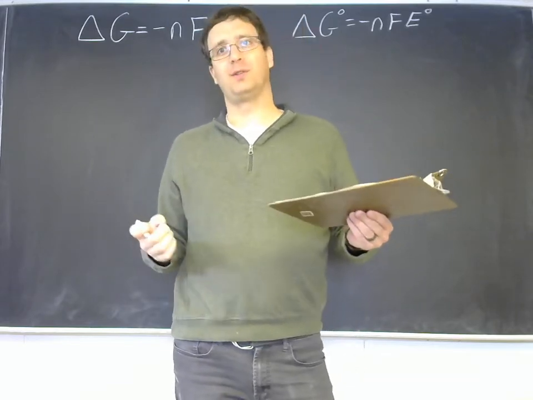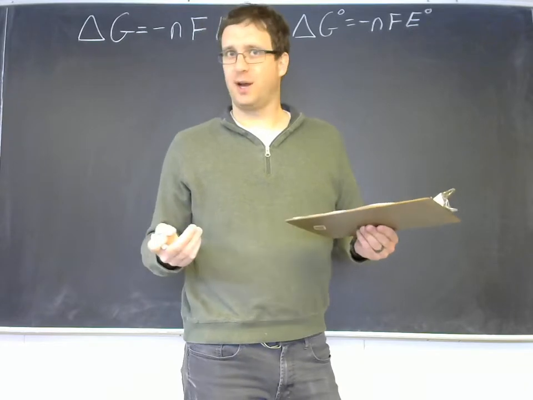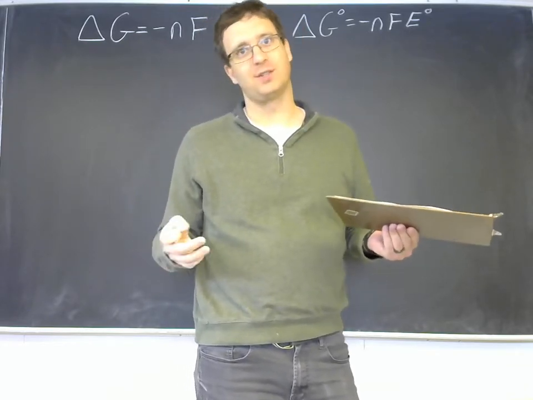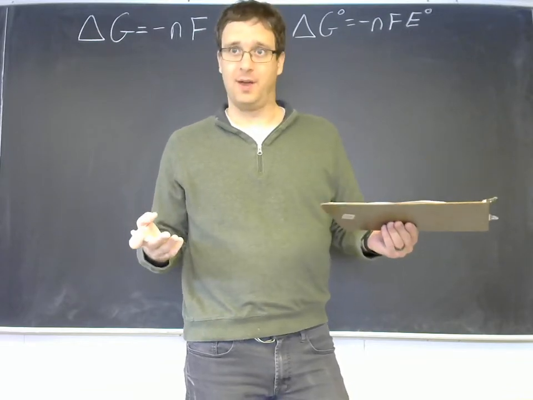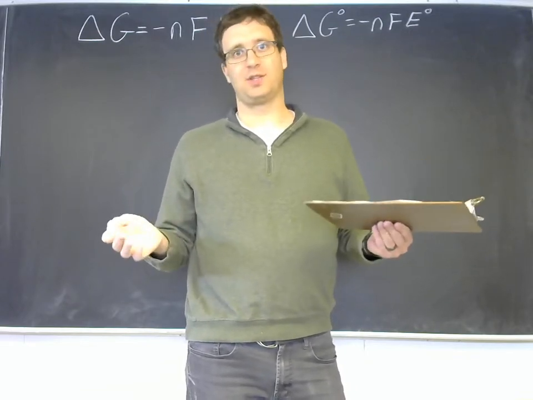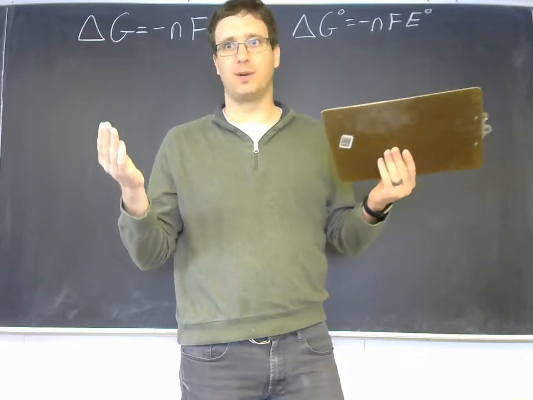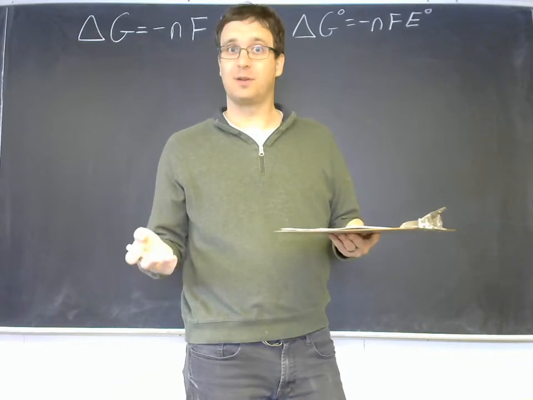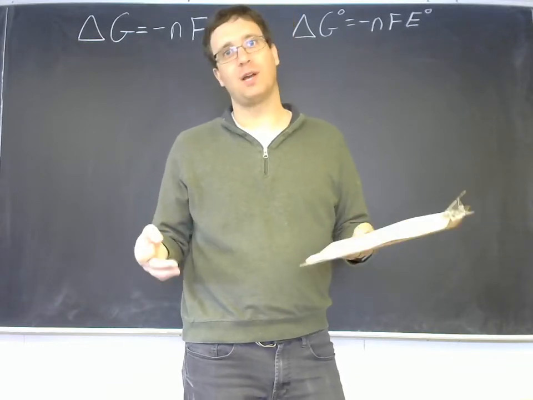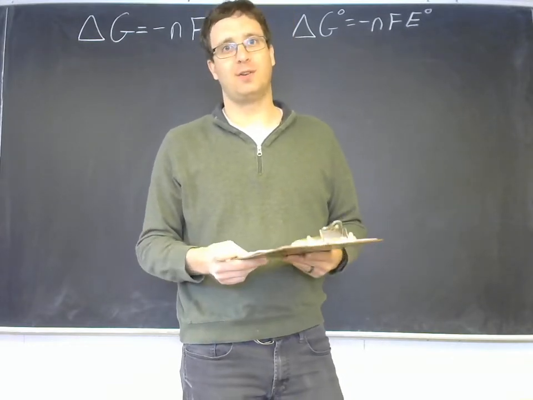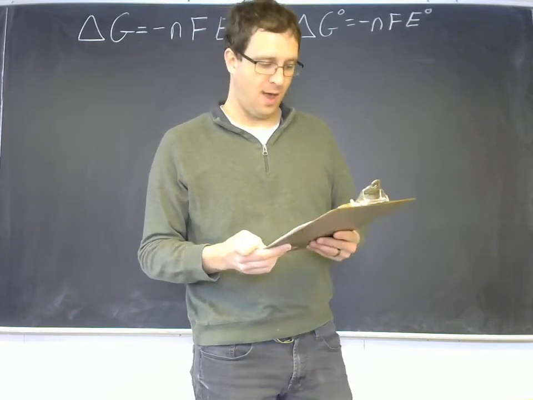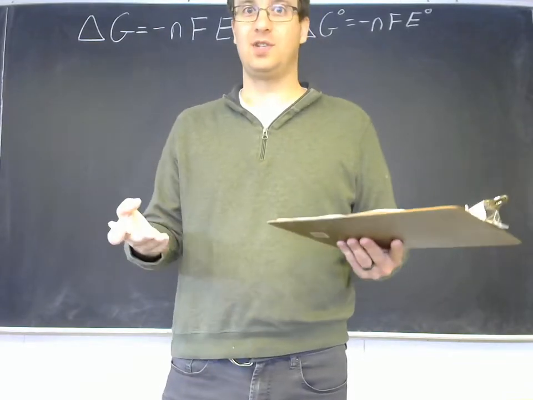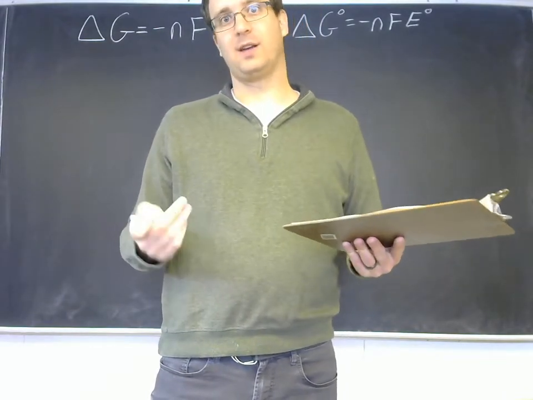Most of the time when we're building practical electrochemical cells, we're going to have concentrations that are non-standard. That is, we'll want some concentrations to be higher than 1 molar, some to be lower than 1 molar for practical reasons. And it would be nice if we could calculate what the actual cell potential is for these cells under non-standard conditions. So the relationship between E and delta G actually gives us the foothold that we need to solve this sort of a problem.